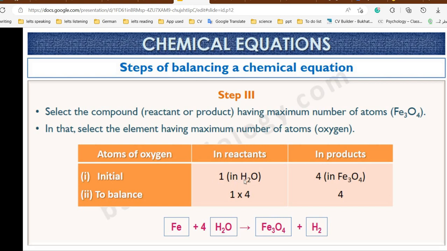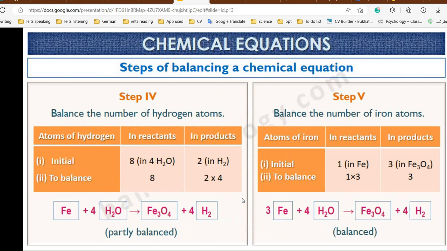In the reactants we have 1 oxygen and in the products 4. So which compound do we balance? Of course here, because it's 4. Here we are calculating the oxygen, right? Here we have 1 and here we have 4, so we multiply by 4 here, and here it's already 4.